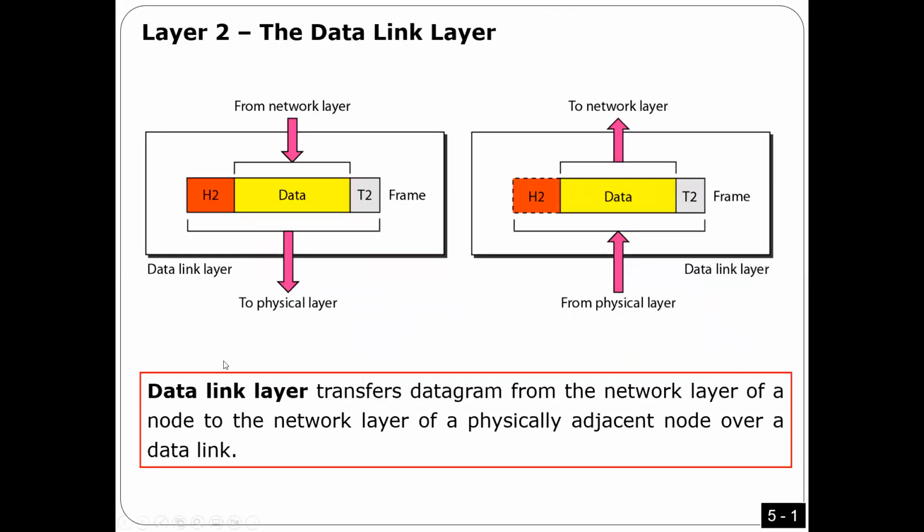As I'm writing here, the data link layer, or layer number two, transfers a datagram from the network layer of a node to the network layer of a physically adjacent node. You don't even need to think about anything else: anything I'm going to explain here is between two adjacent computers or devices.